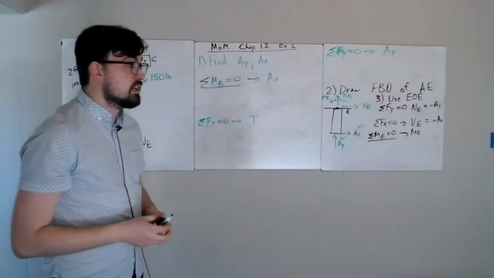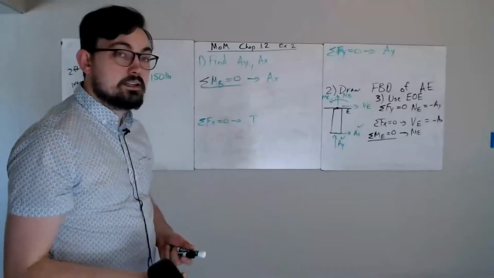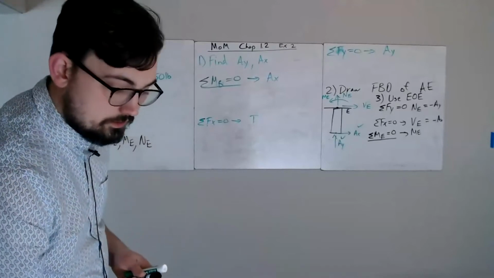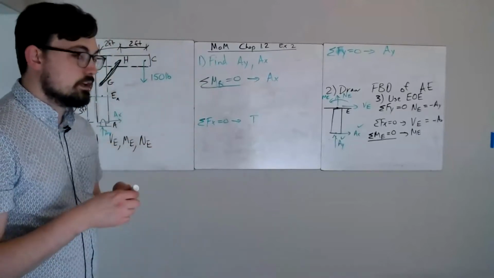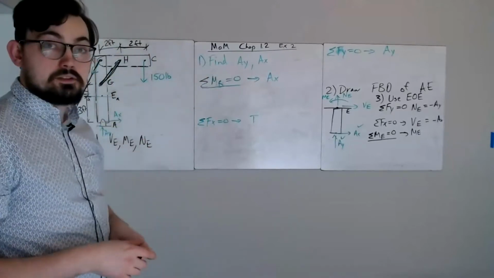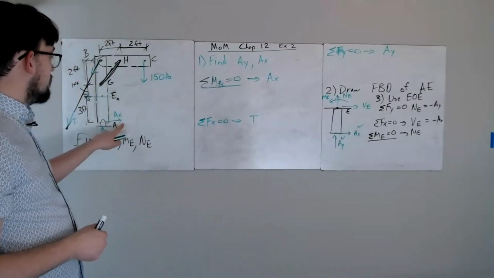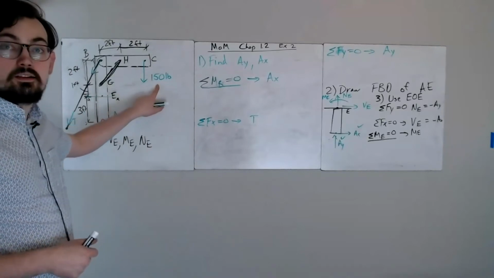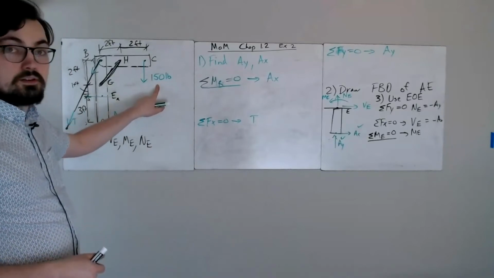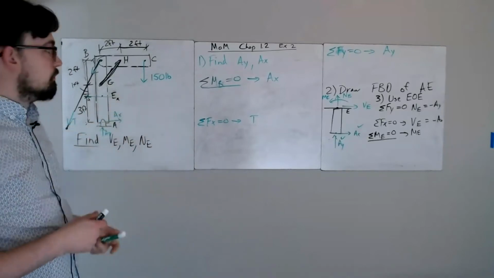Before I even bust out my calculator, I know how to solve this. Let's figure out what these are going to be. So taking a moment about B is going to give us AX. So let's start there. To find our moment about B, I know that I only have AX, and I've got this vertical force of 100 pounds. That's the weight of our bucket.